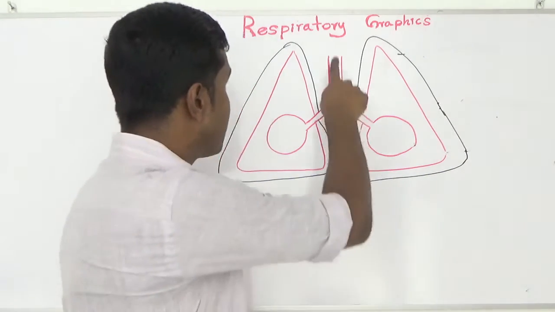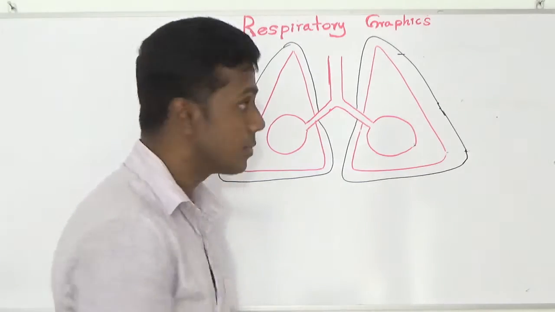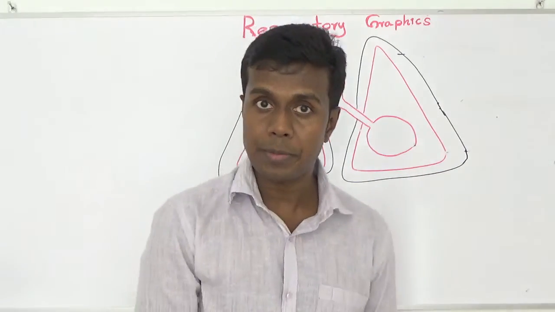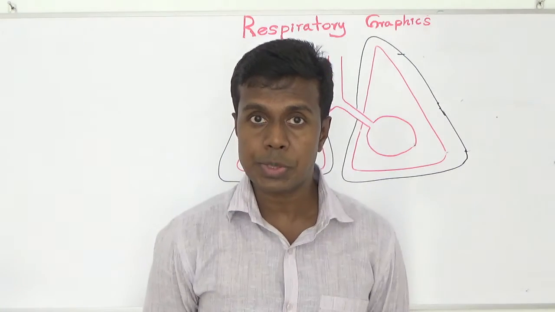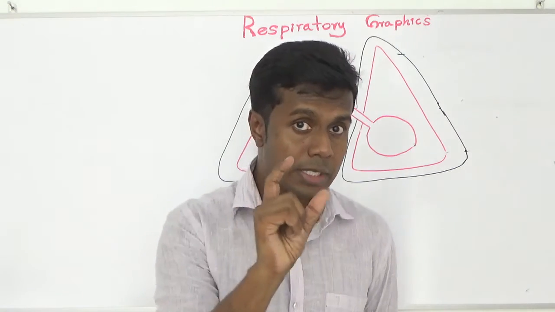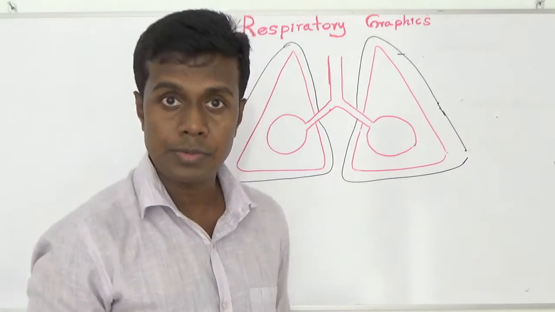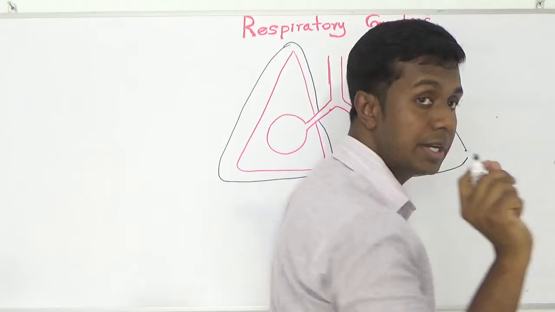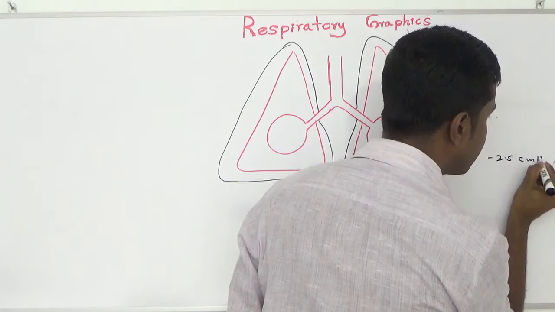Here is my trachea, here my alveoli, here my alveolar duct, here my lung parenchyma, here my pleura and pleural cavity. I am going to puncture my pleural cavity at the end of expiration. At the end of expiration, the pleural cavity pressure at the base is roughly minus 2.5 millimeter mercury. Now in centimeter H2O, minus 2.5 centimeter H2O.